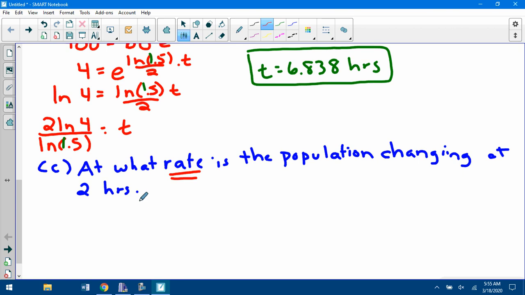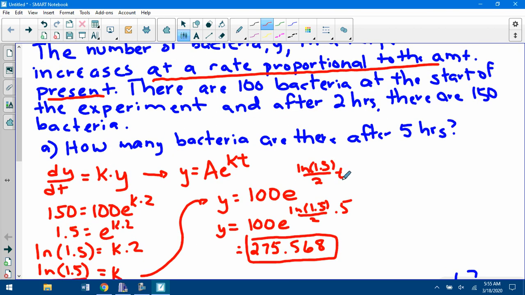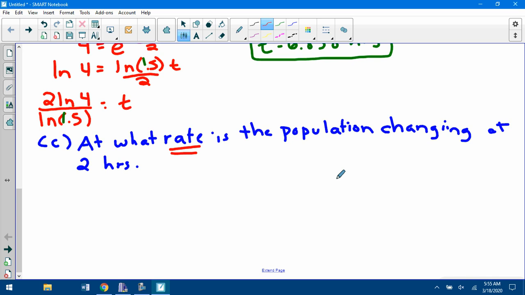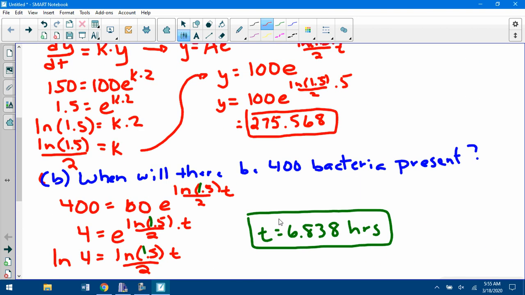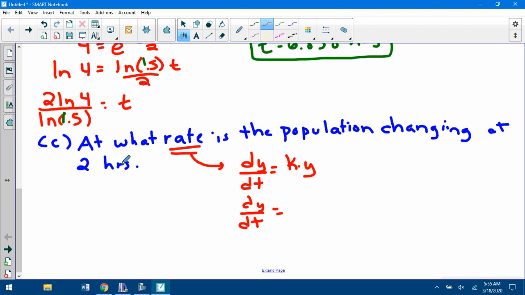So I'd be plugging that in for 2 if I took the derivative of that equation, which is a great way to do it. Maybe the faster way is to remember that the other rate equation we have for these type of problems is dy over dt equals k times y. So if I want to find the rate, dy dt, I just have to plug in k, which was ln of 1.5 over 2, times y.